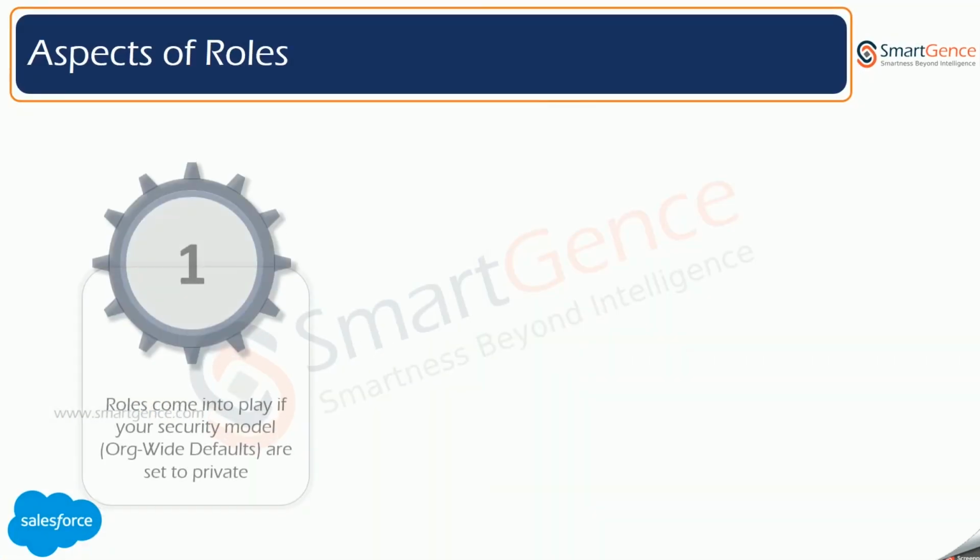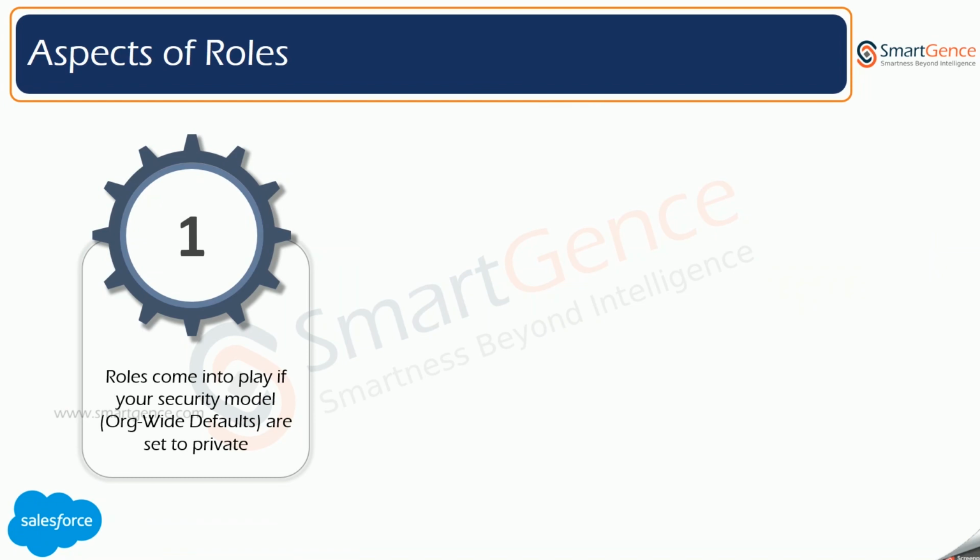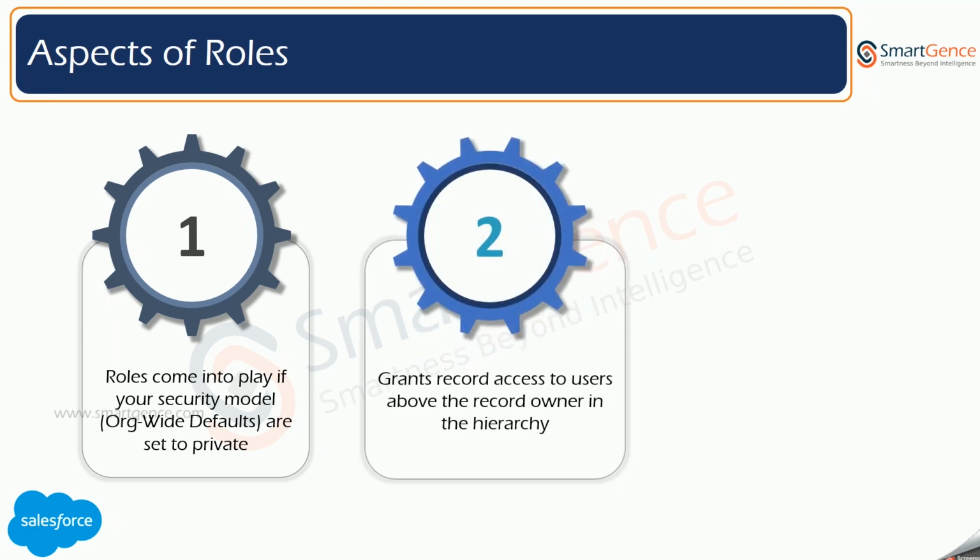A few aspects of roles: roles come into play if the security model, which means org wide defaults, is set to private. Org wide default is basically how we define the access of the records, like whom they could be accessed by. If it is set to private, then only the owner would be able to see and edit the records. In addition to the owner, the role would come into play. If the user is above the record owner in the hierarchy, then he would also have access to that particular record. So now the previous slide kind of makes sense, right?